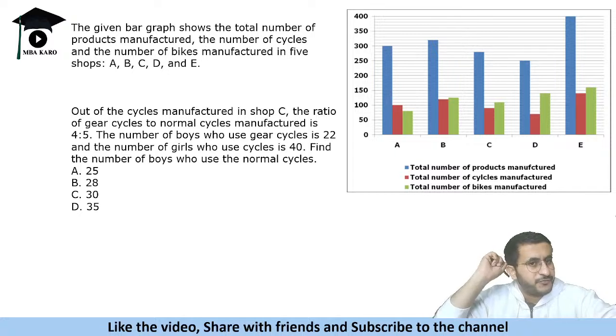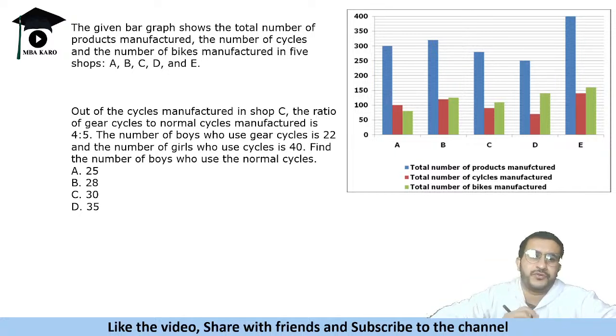Of the cycles manufactured in shop, see, the ratio of gear cycles to normal cycles manufactured is 4:5, and we are given that the number of boys who use gear cycles is 22 and the number of girls who use cycles is 40. Find the number of boys who use the normal cycles. Okay, so there are two types of cycles. One is gear cycle and the other is normal cycle.